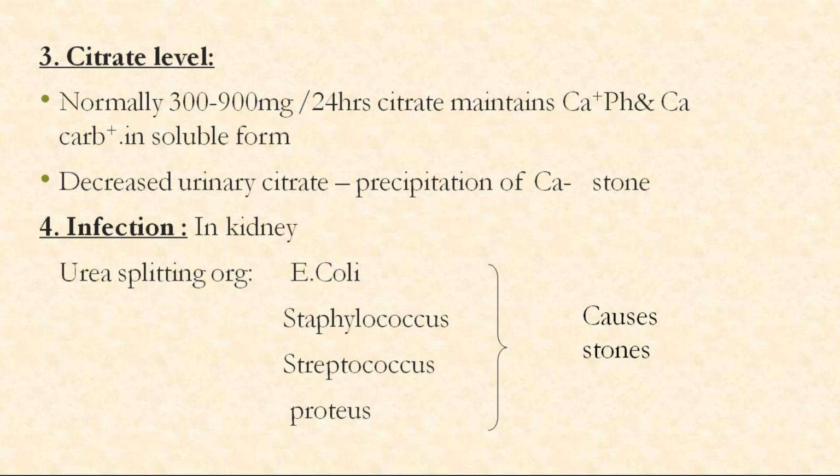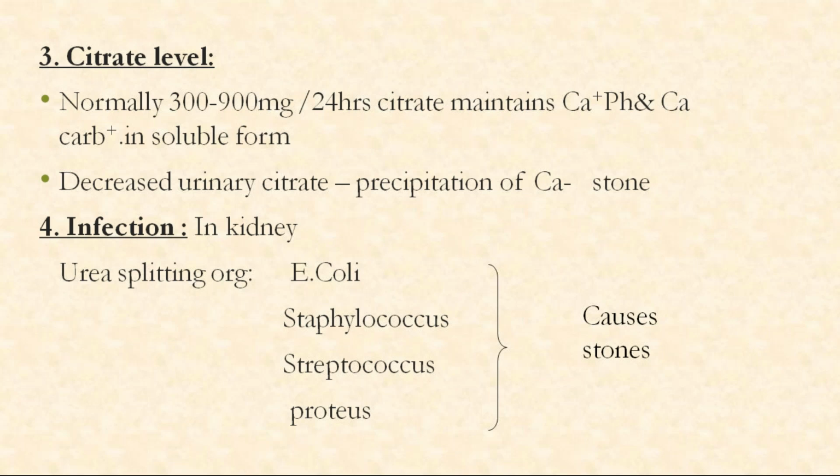Next, decreased level of citrate. We already discussed this point. Normally it is 300 to 900 milligrams per 24 hours. Whenever there is a decreased citrate level, there is chelation with the phosphate, and calcium phosphate and calcium carbonate formations can occur, so renal stones can occur. So decreased urinary citrate is likely to precipitate calcium stone formation.